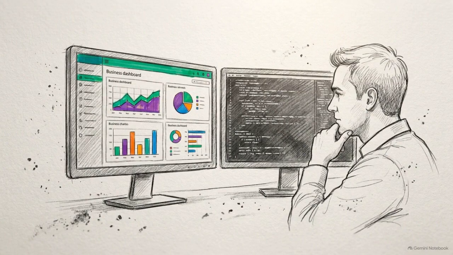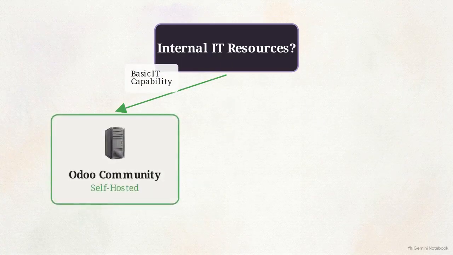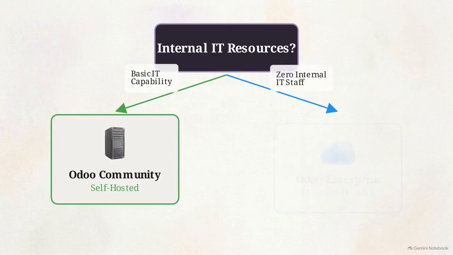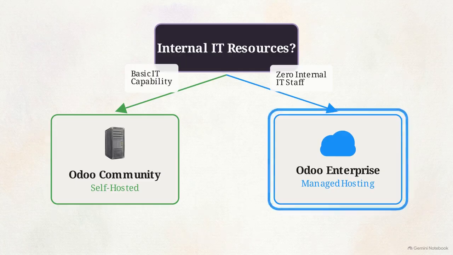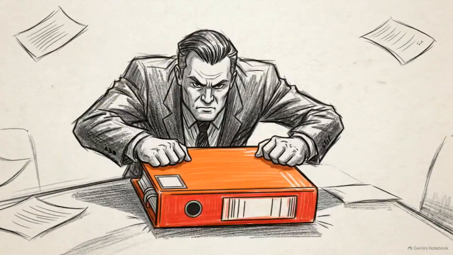On a pure functionality per dollar basis, the Odoo Community Edition is unmatched, provided you respect the technical overhead it requires. This decision matrix reveals your best path if you currently pay for multiple disconnected SaaS tools. With basic IT capability, follow the self-hosted community path to eliminate subscription fees entirely. But with zero internal IT staff, you belong on the managed Odoo Enterprise path. Even at roughly $20 to $40 per user per month, the Enterprise Edition remains a fraction of the cost of legacy systems like NetSuite.